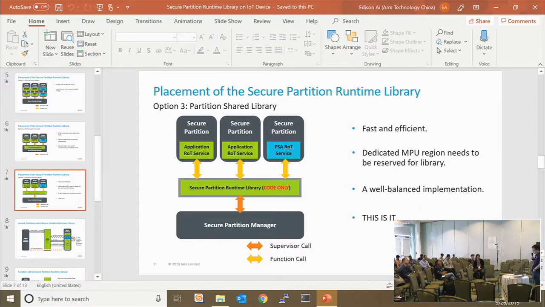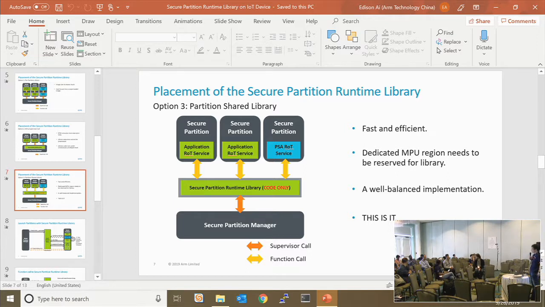In this method, the secure partition runtime library is put in thread mode. So only for the functions where we need a service from the SPM do they need to involve a supervisor call. But for the other functions, for example the memory functions and the heap functions, we can process all the requirements in the libraries. We don't need to involve a supervisor call to the SPM.